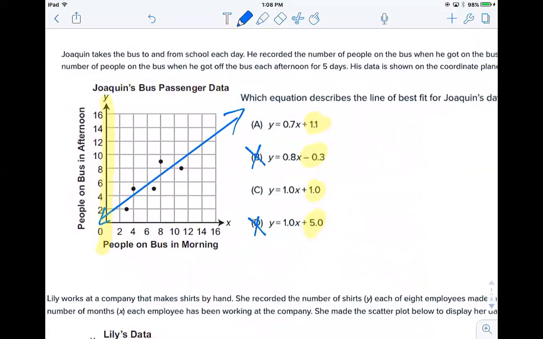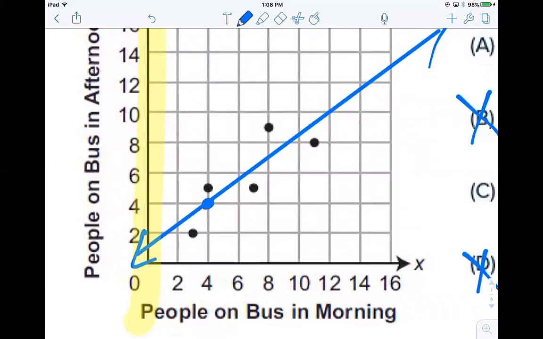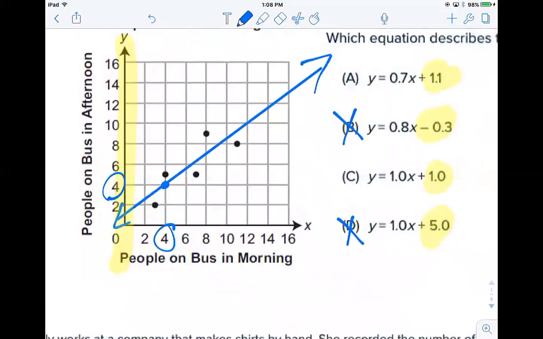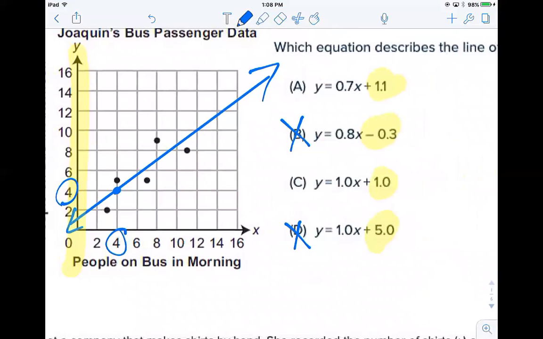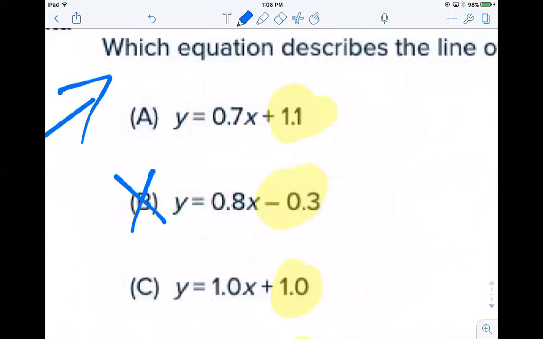What I mentioned in class is, let's pick a point on our line. If I zoom into my line, I have this point right here where x is 4 and y is 4. So if I plug 4 back into my equation, I should get 4 as an answer, because my x is 4 and my y is 4. My input's 4, my output's 4.